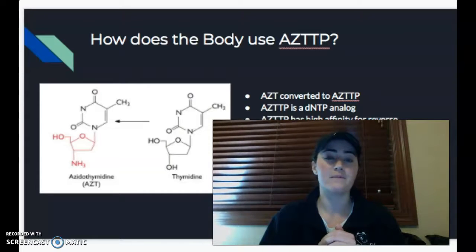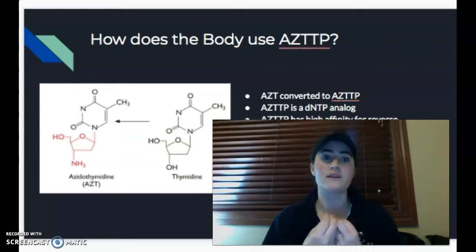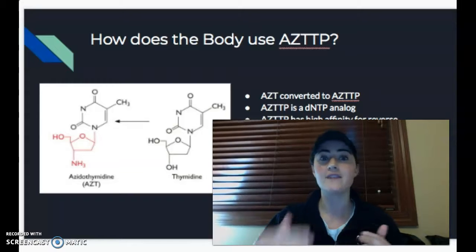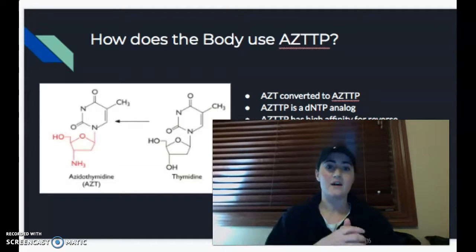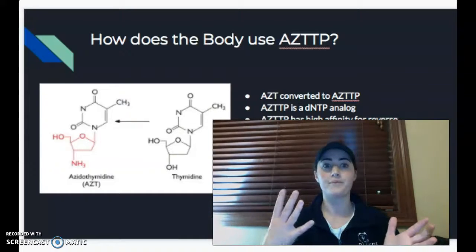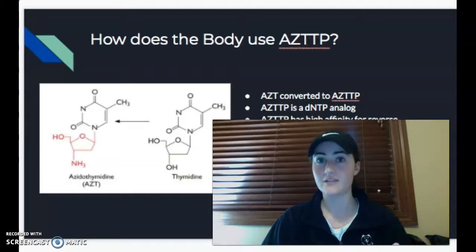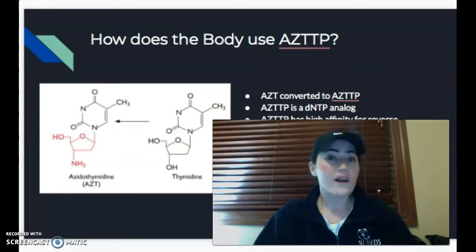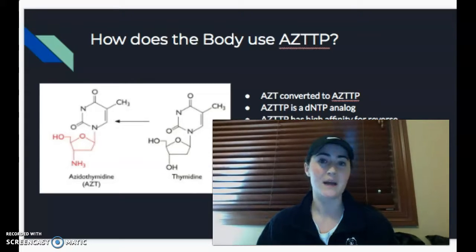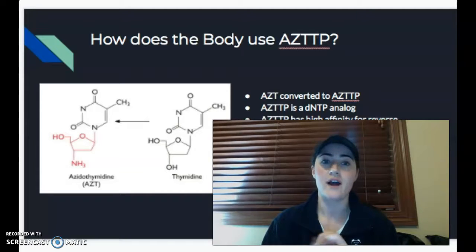Because it's very, very similar, that's a key component to how this drug works, because it is very similar in structure to the thymidine triphosphate. However, because it has a higher affinity for reverse transcriptase, it's going to be incorporated rather than the thymidine triphosphate into the growing viral DNA strand. The one key component for how AZTTP differs, and why it's able to stop DNA synthesis, is because it contains a nitrogen group rather than a hydroxyl group.